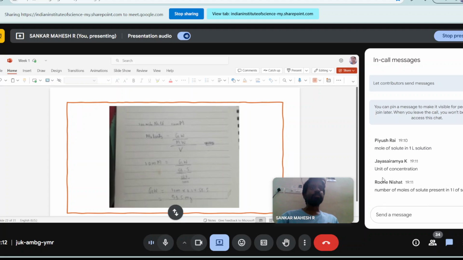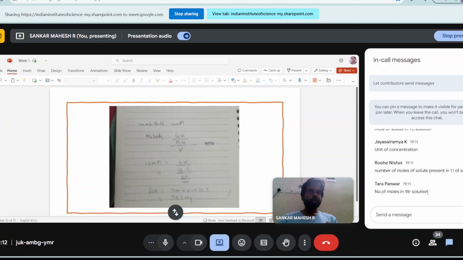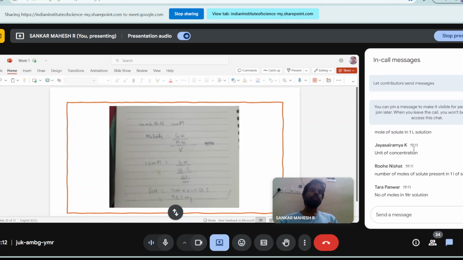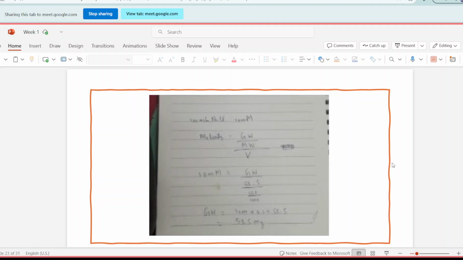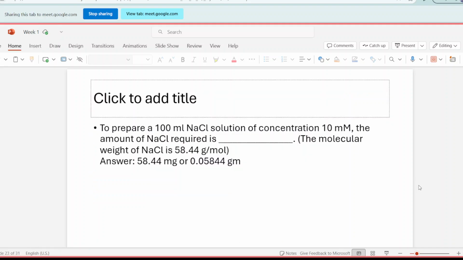Okay, good. I couldn't see this. Sorry. Piyush Rai has given mole of solute in 1 liter solution. Right. Jaya Sai Ramya, that's not just the unit of concentration, but what is better is how many moles you have in a liter of solution. Yeah, Ruhi Nishat and Tara Panwar, both of you have given the right answer. Right. So this is how you calculate the amount needed to make 100 ml of 10 millimolar NaCl solution.